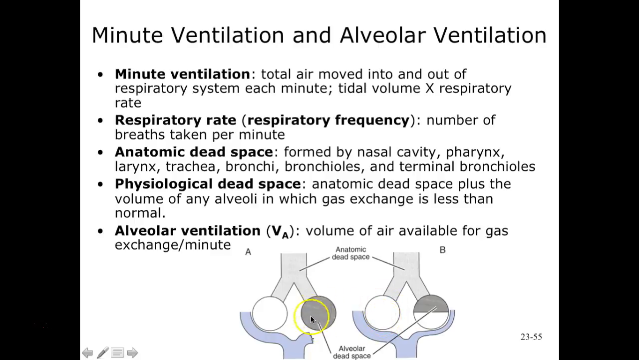And here we see our physiological dead space, also known as alveolar dead space, where maybe we're not getting blood supply to this area, or half of the alveoli is not functioning correctly, so it's been compromised here and not working properly.